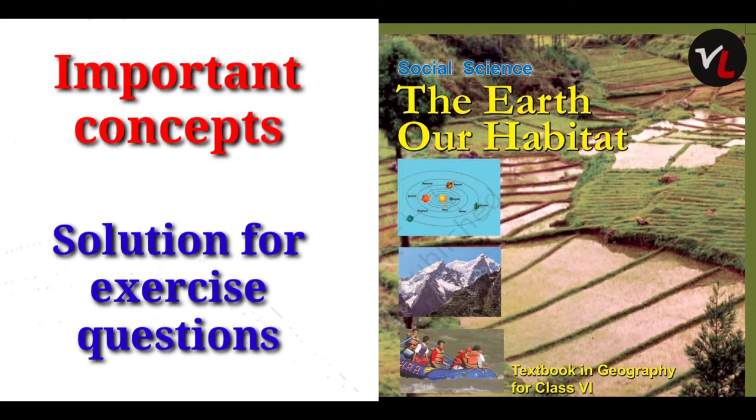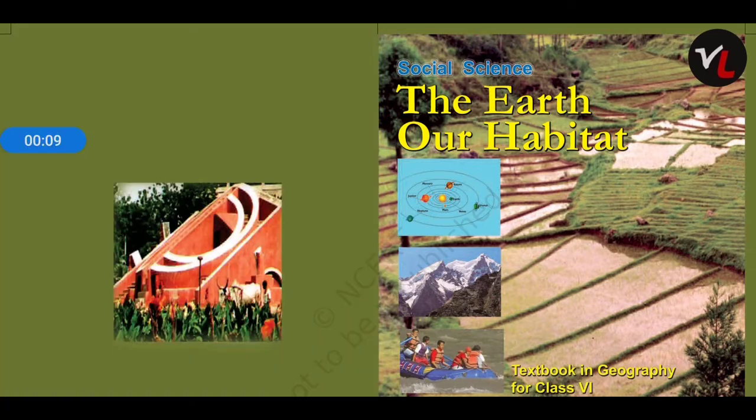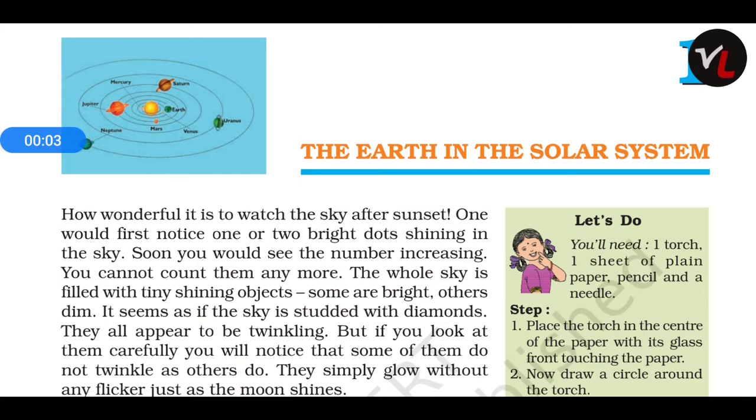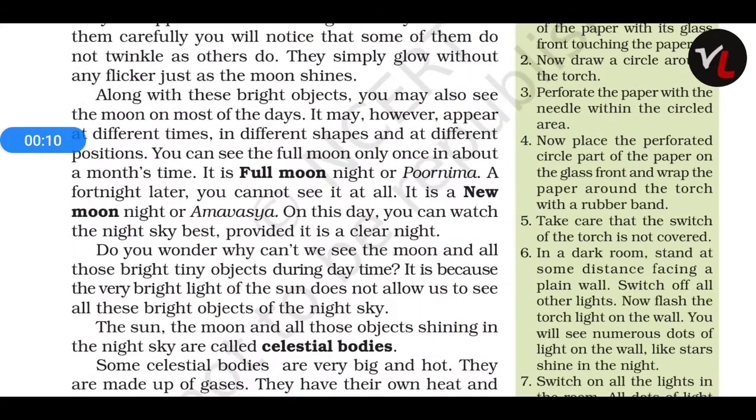Today we will discuss chapter 1 of Geography for the 6th standard. Chapter 1 is The Earth in the Solar System. We can see numerous objects in the sky like the sun, stars, etc. Along with these bright objects, you may also see the moon on some days. It may, however, appear at different times, in different shapes and at different positions.